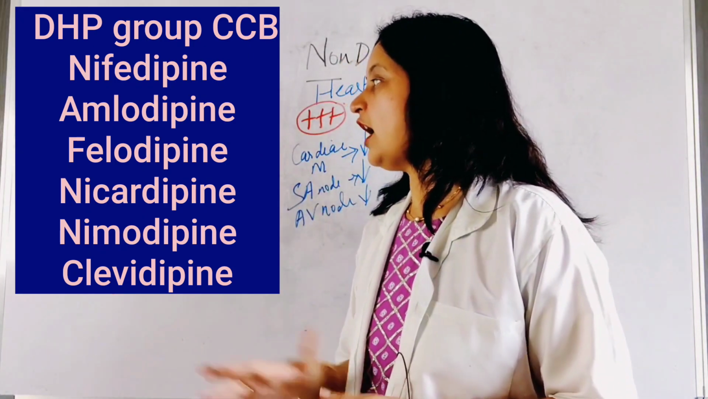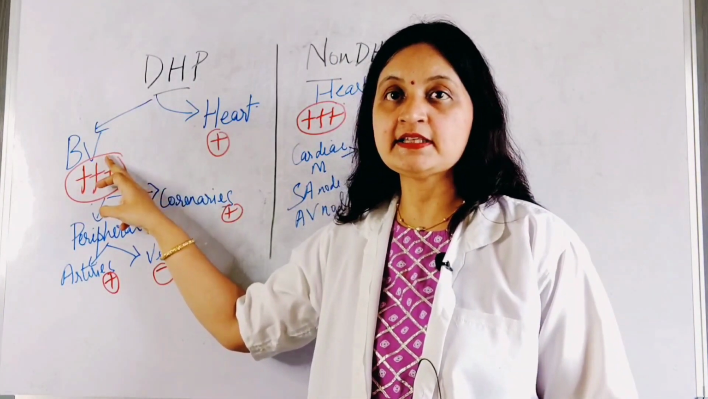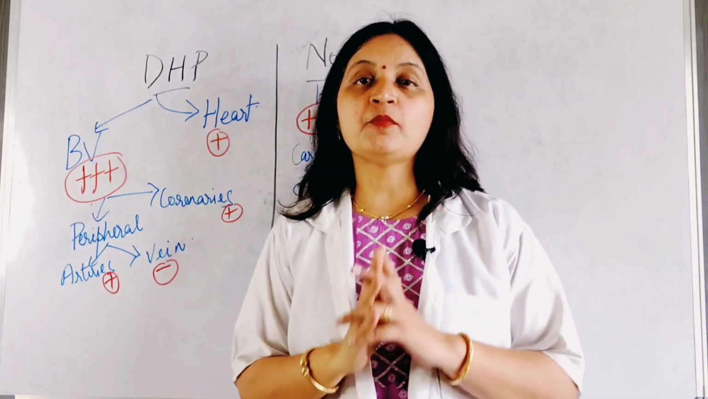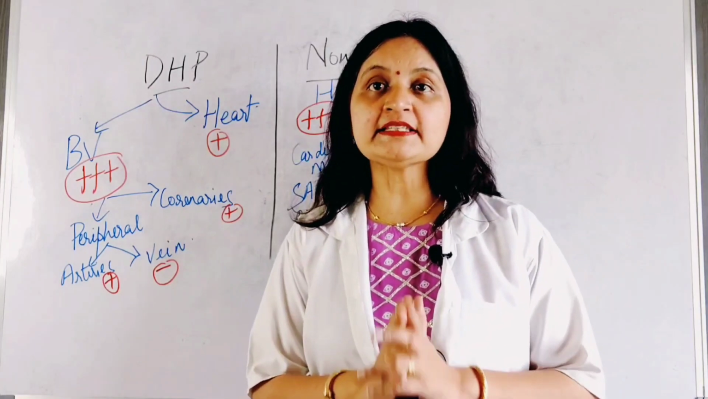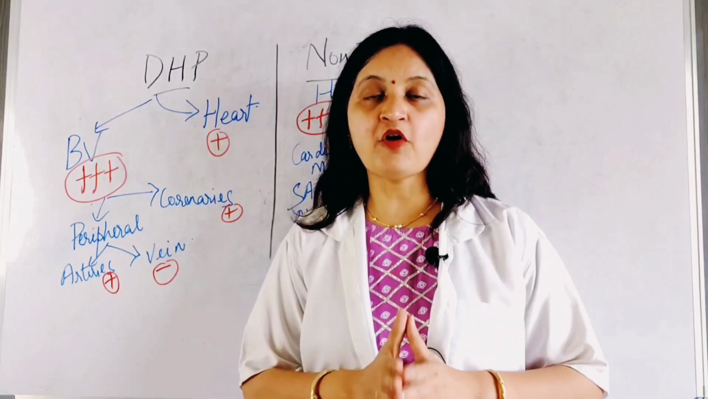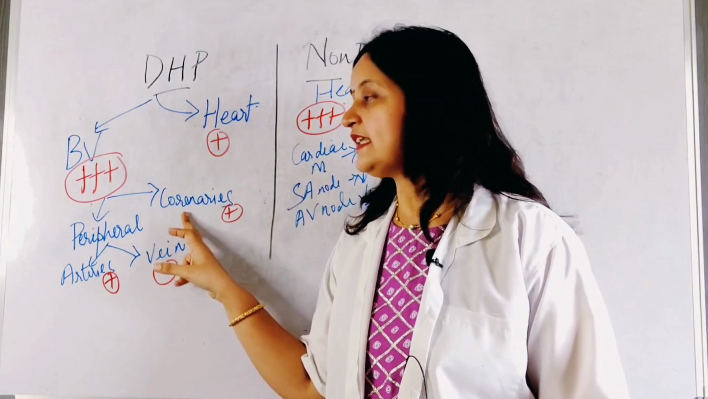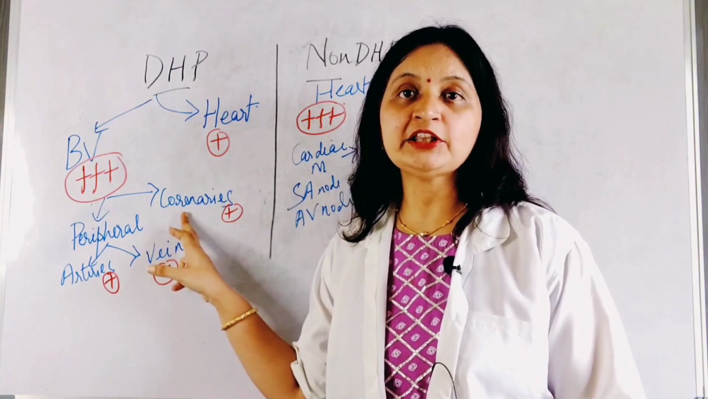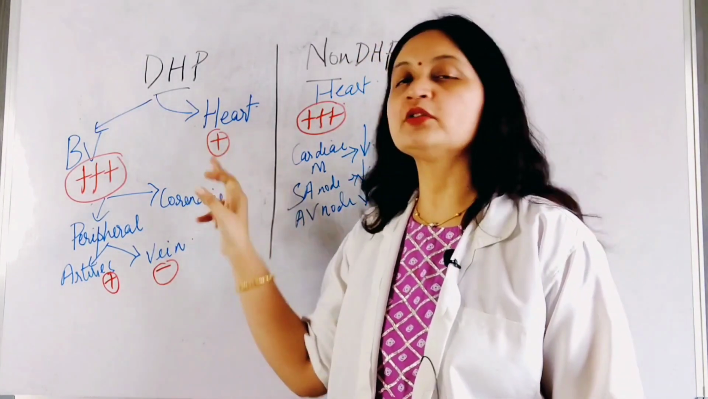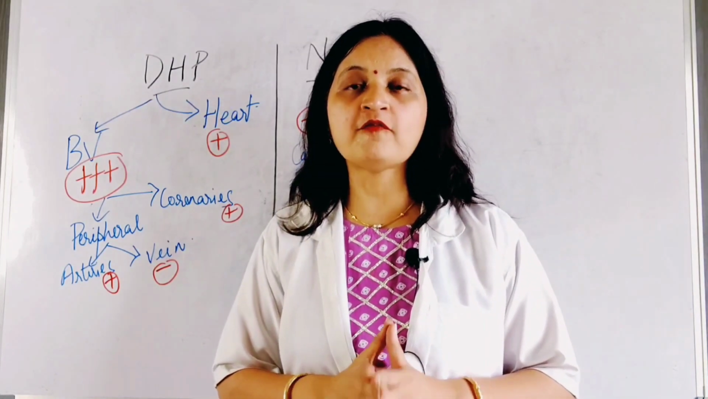Now these drugs are vasoselective, that is, they have selective action on the blood vessels, particularly the arteries, with minimal action on the veins. So by dilating the peripheral arteries, they decrease the peripheral vascular resistance, cause vasodilatation and a fall in blood pressure. Also, they dilate the coronary arteries, improving the blood flow and increasing the oxygen supply to the heart. They have minimal action on the heart, so the cardiodepressant activity is less with the dihydropyridine group of calcium channel blockers.